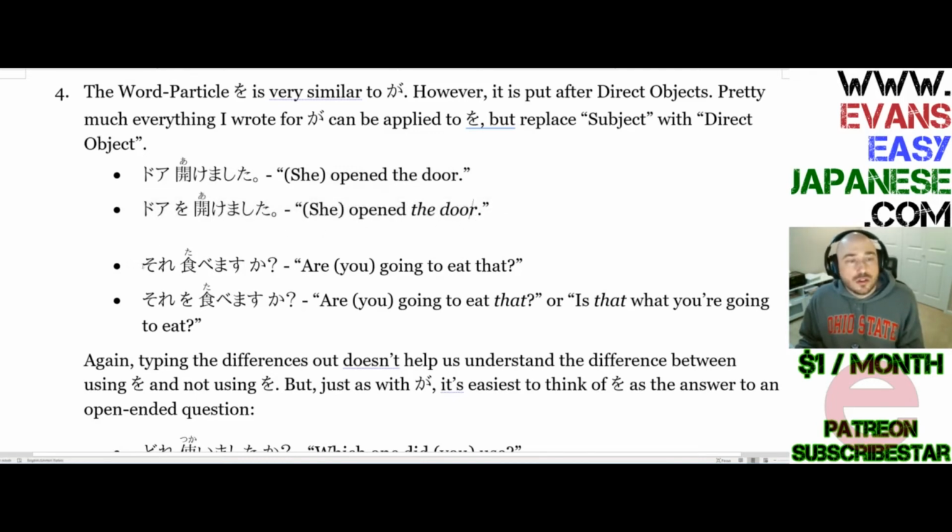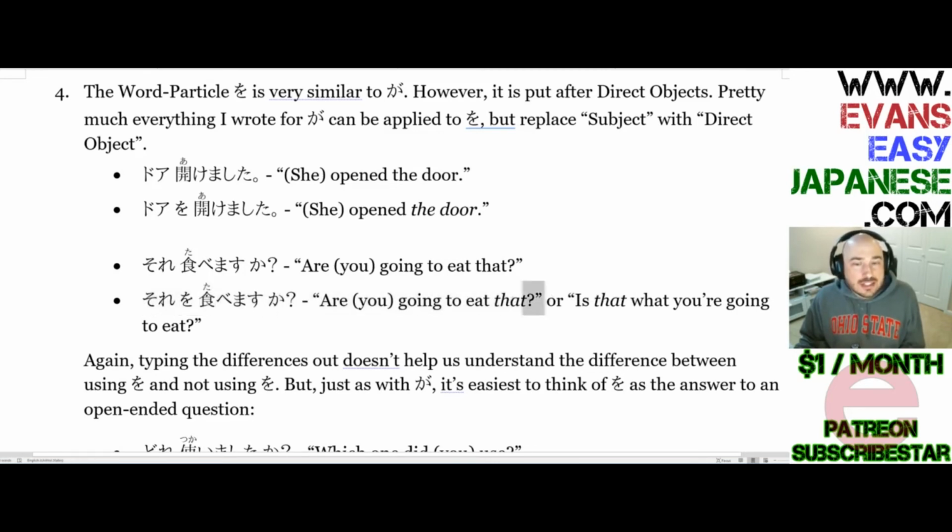Got it. Sore tabemasu ka? Are you going to eat that? Will you eat that? Or maybe even, do you eat that? Like the guy's holding a squid and he's like, oh, I'm going to eat it. And you're like, oh my God, you didn't even cook it, bro. Are you going to eat that? Do you eat that? If we had the sore o tabemasu ka? Are you going to eat that?